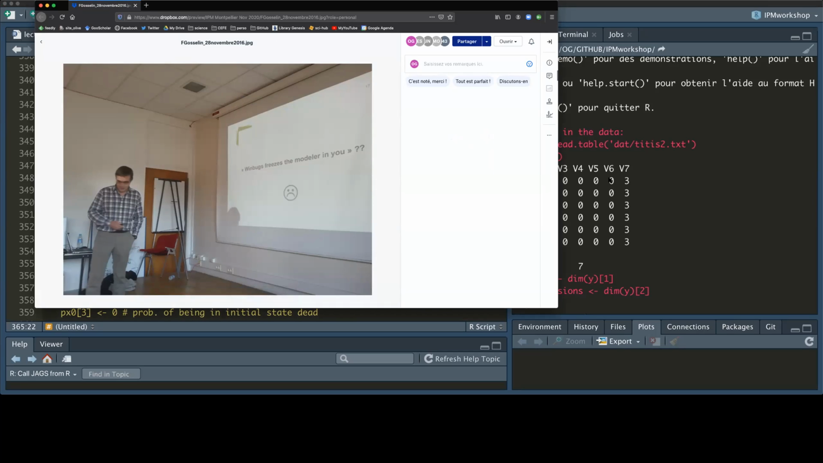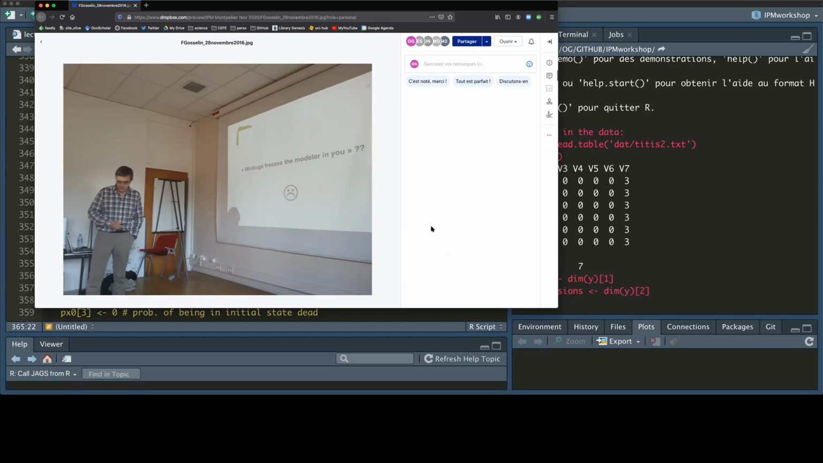It's not a paper that I shared in the chat. It's the picture of Frédéric Gosselin with the slides of his, which says Winbugs freezes the modeler in you. So it's in the Dropbox. The context is that we have a working group where we're working on hierarchical models, and it was 4 years ago.